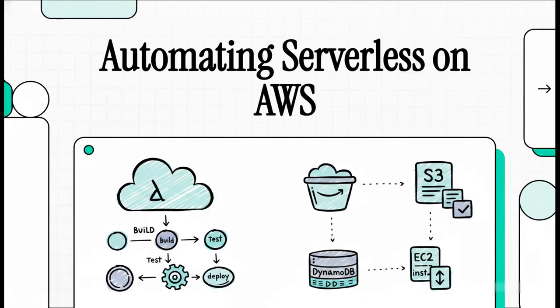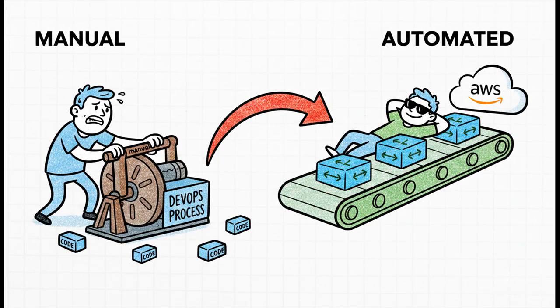Welcome to the Explainer. Today, we're going to tackle something super practical, building a fully automated CI/CD pipeline for your serverless applications on AWS. We're talking from a single Git push all the way to a live deployment, hands-free. All right, let's get right into it.